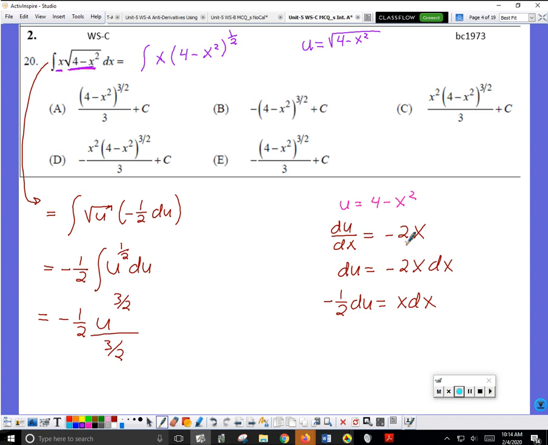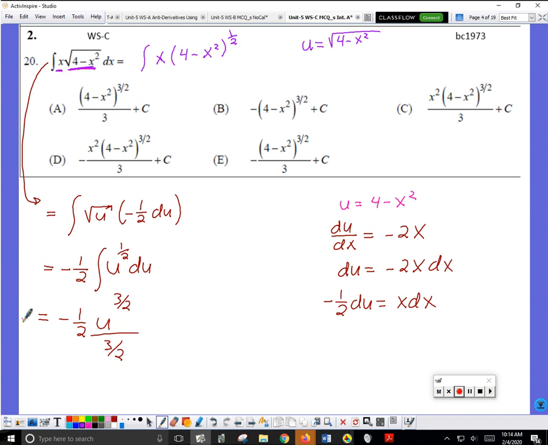Anyone want to talk more about this one? Once you get the right choice of u, every single u substitution problem is identical. You do exactly the same steps. Just take the derivative, move the constant, and then start plugging things in that are the same. Questions here?